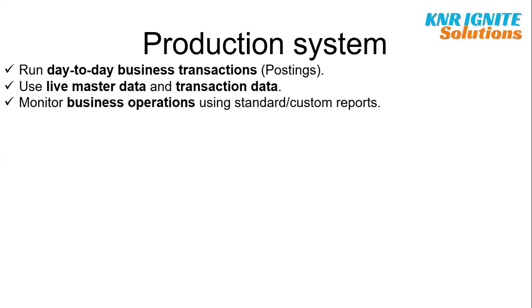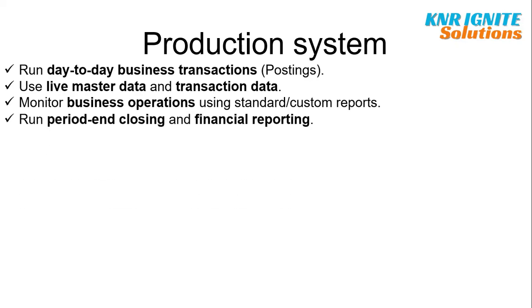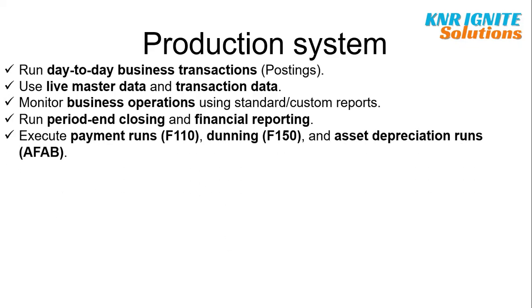We also monitor all the business operations using our standard or various custom reports, to see how well we are doing in the business, and they assess this by looking into various reports. This is purely for business decisions by business users. We will also perform various period close activities, which help to prepare your external financial reports. We also perform various automatic payment runs, dunnings, and asset depreciation runs. We don't do these things in either the development or the quality system. We perform them purely in the production system.